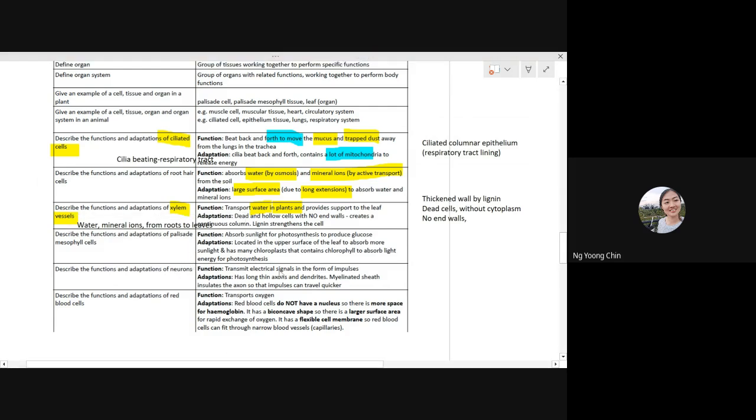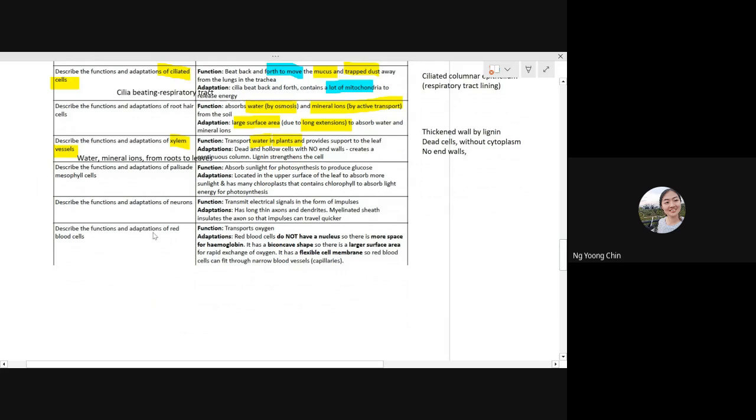Then the red blood cell doesn't have a nucleus. It has a biconcave shape, similar to the dish you eat rice from. The reason they don't have a nucleus is to allow more space to carry oxygen, more space for the hemoglobin.